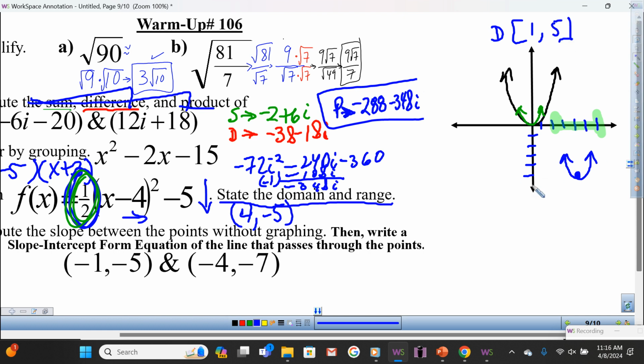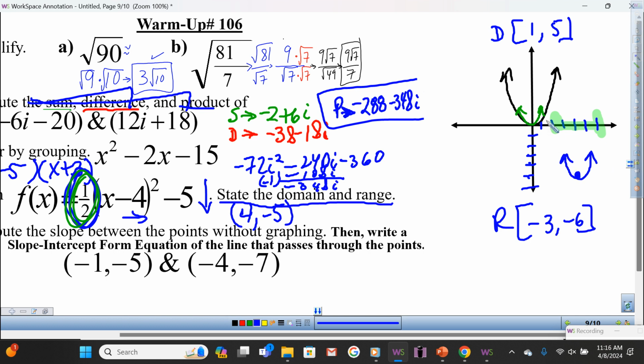How about the range? We got -3, -4, -5. I'm going to go one more, -6. So my range is from -3 to -6. So like that, I can see that.